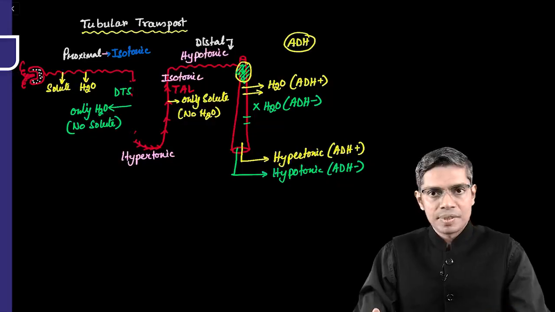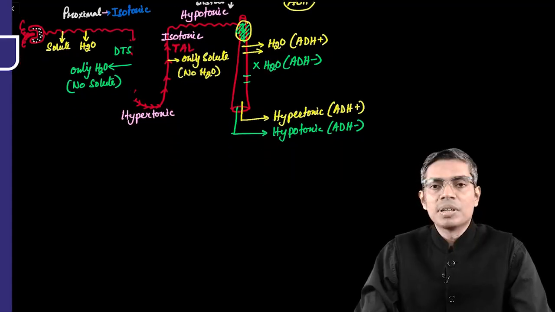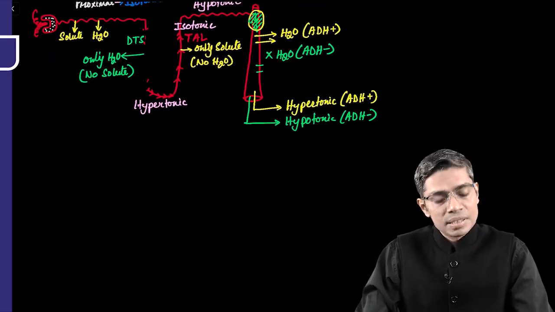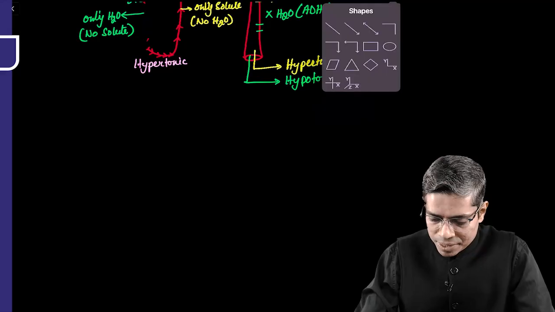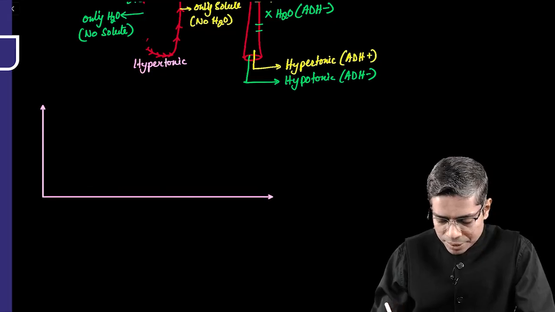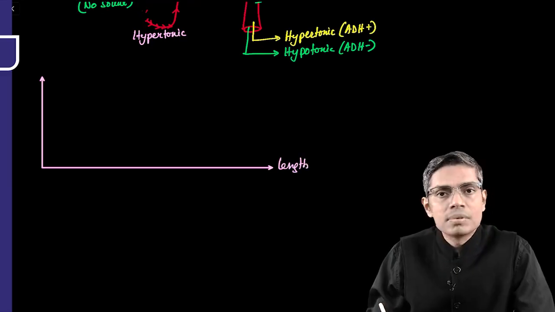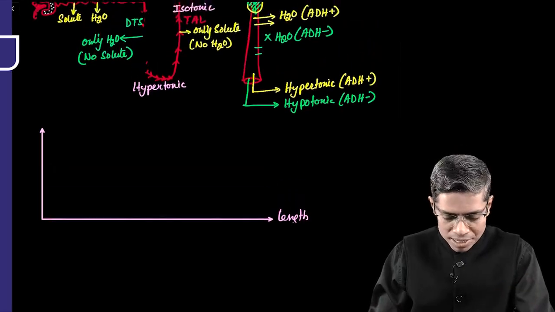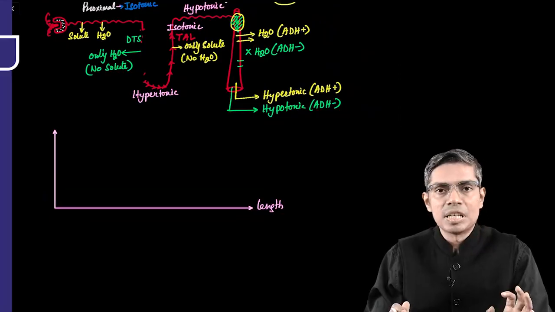Now this concept, the general overview of different parts of the nephron, we have to understand with the help of a graph, because sometimes exam questions can be based on graphical representations. So let me draw a graph first. I am drawing the x-axis and y-axis of the graph. The x-axis is the length of different parts of the nephron. Try to correlate this graph with the nephron picture above.